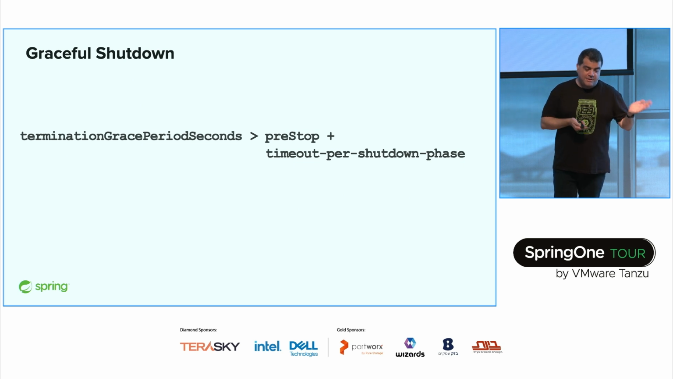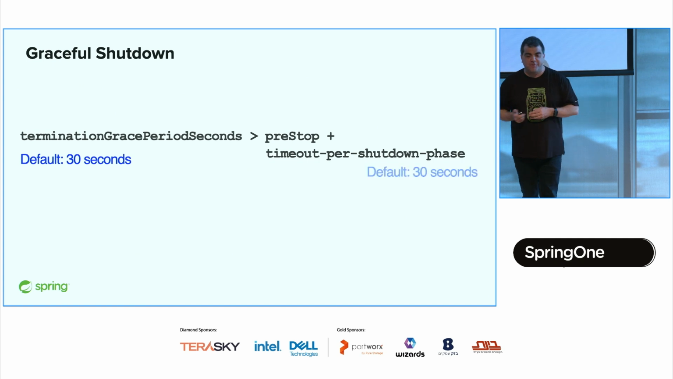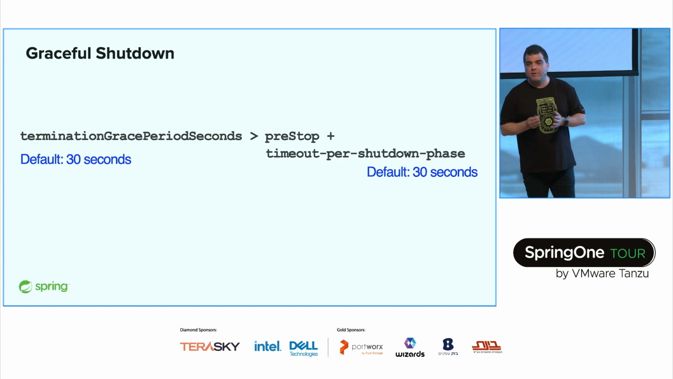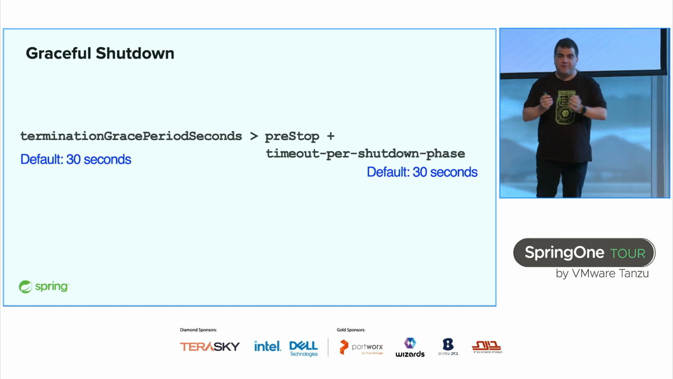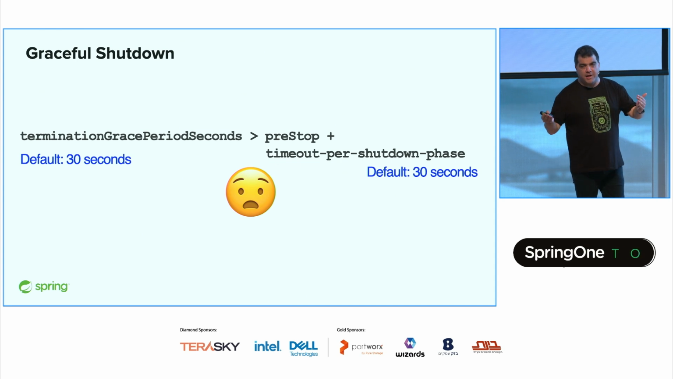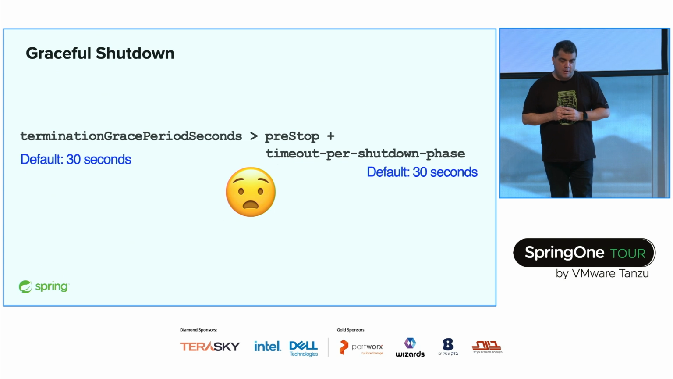And the bad news is that the default for the termination phase is 30 seconds, and the default for the shutdown phase is also 30 seconds. So congratulations, you will always kill your pods violently instead of gracefully, right? So make sure that you are setting the values correctly in order to have the correct shutdown process for your Spring applications.